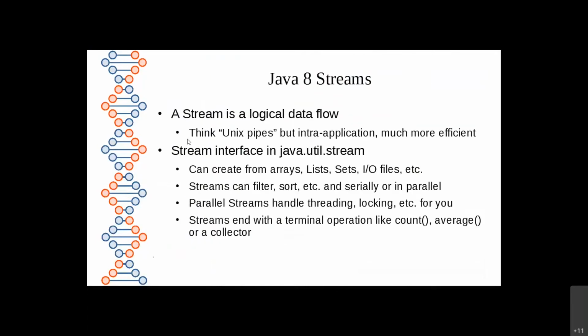Another feature of Java 8 is the streams. A stream is a logical data flow. If you're familiar with Unix pipes, it's sort of like that, except it's within the application, and because it's not going out to the operating system and buffering, it's way more efficient. There's an interface called Stream in java.util.stream, and you can create streams from almost anywhere. They can come from an array or from lists or sets or from IO files or whatever. And streams can do operations like filtering and sorting, counting, and so on.